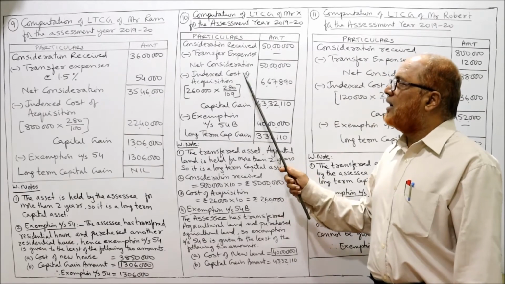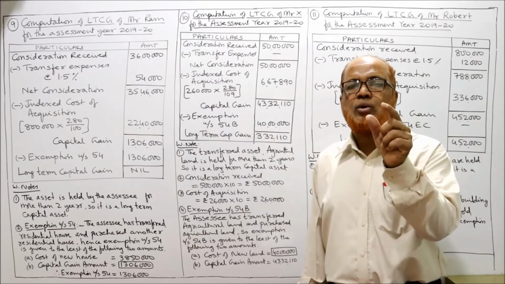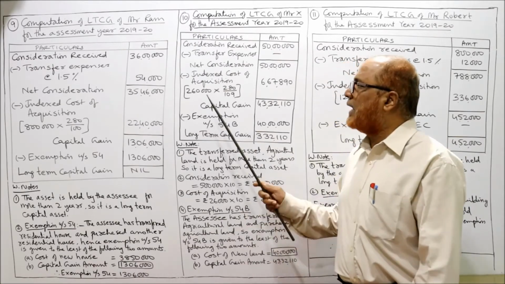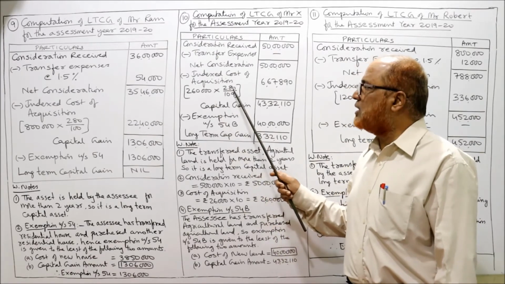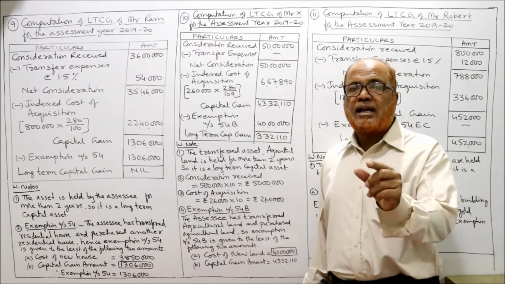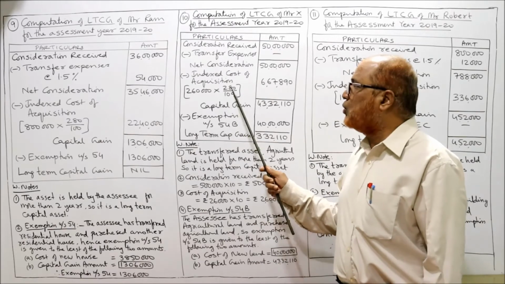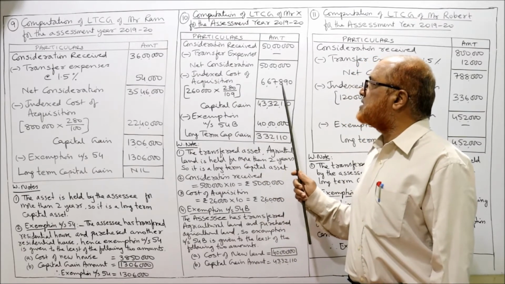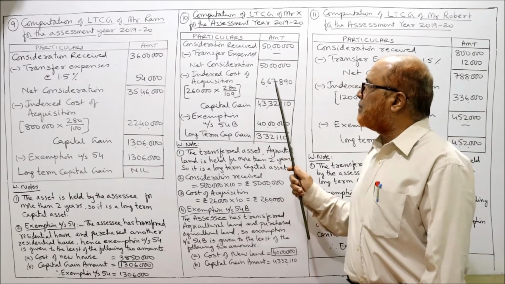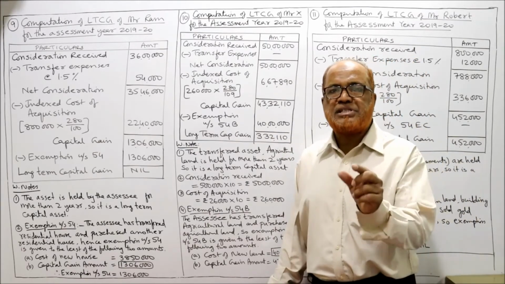Net consideration. Indexed cost of acquisition. He purchased 14 years ago at 26,000 per acre. So 26,000 into 10, 2,60,000. So 2,60,000 into 280 divided by 109. It is given in the problem that the index number at the time of purchase of agricultural land was 109. So 280 by 109, 6,67,890. This is the indexed cost of acquisition. Now subtract it, you will get capital gain 43,32,110. This is the capital gain.